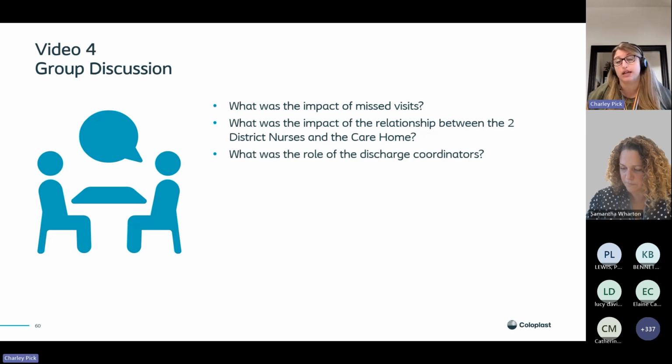Because actually in her best interests, potentially, some IV antibiotics might have meant we got on top of that infection, stopped that sepsis, and she may not have passed away.